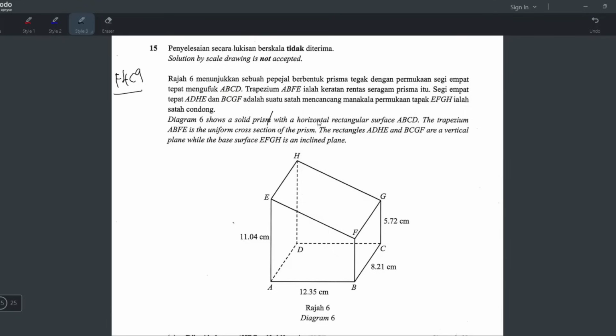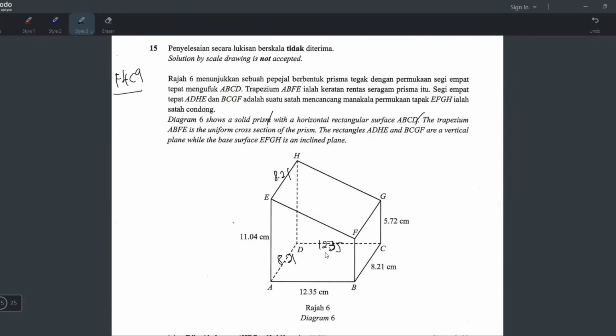But let's keep reading. Horizontal rectangular surface ABCD. Let's check. Horizontal surface. Okay, can. So it's a rectangle. So that means this is 8.21 also. This one is also 8.21, right? Okay, and then 12.35 means this is also 12.35 because it's a rectangle.